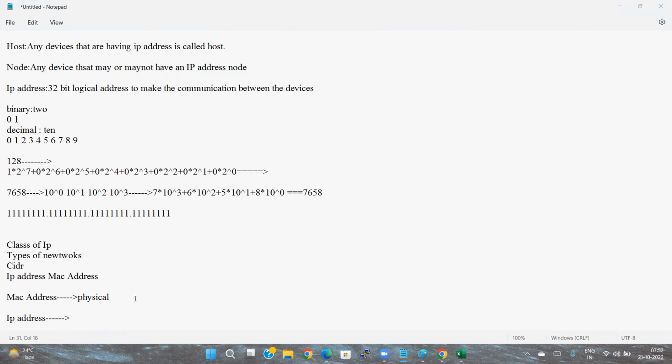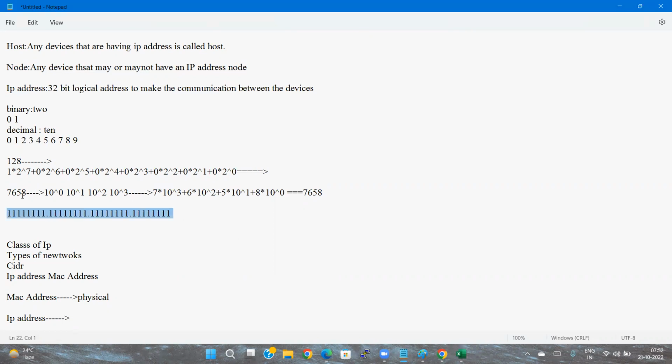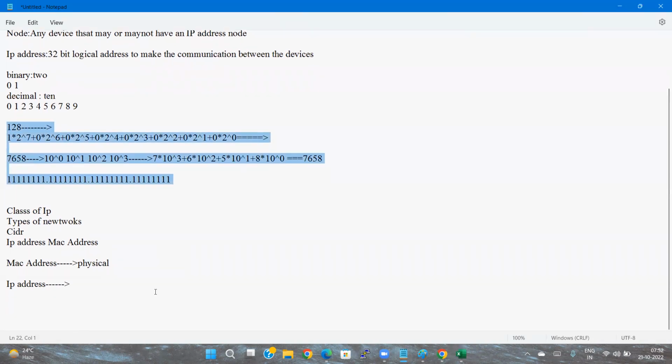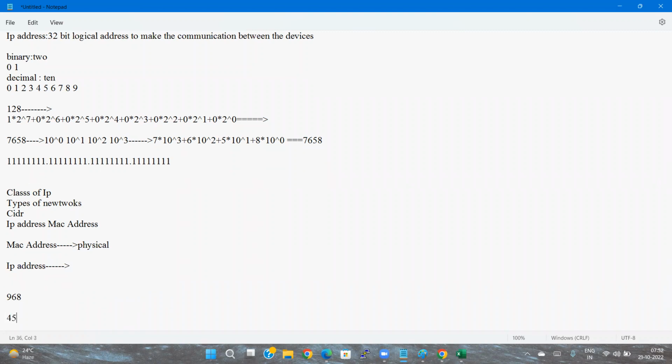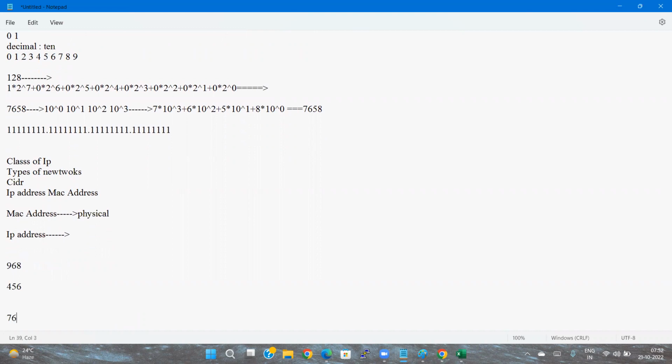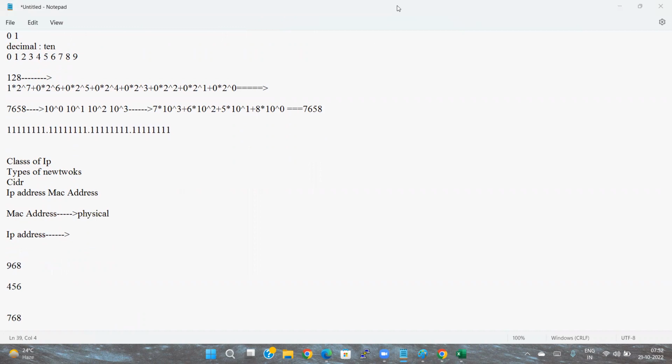I think the best example I can give is, let us do one thing. I will give some examples, try to resolve these decimal to binary conversions. One decimal number is 968, another decimal number is 456, and the third decimal number is 768. Please try to convert these decimal numbers into binary format, and tell me the binary format IP address in the next class, that is on Monday. If you can resolve this, it is well and good. If you are unable to, no worries, we will resolve it in the Monday class.